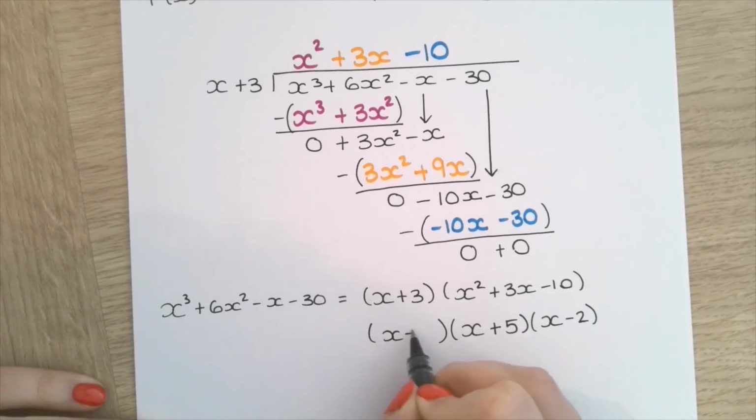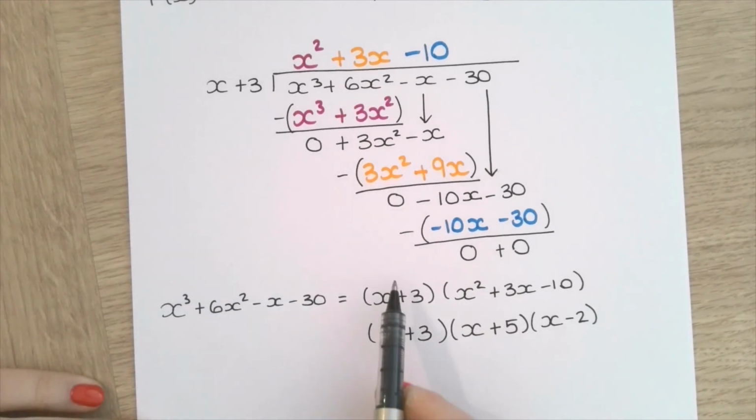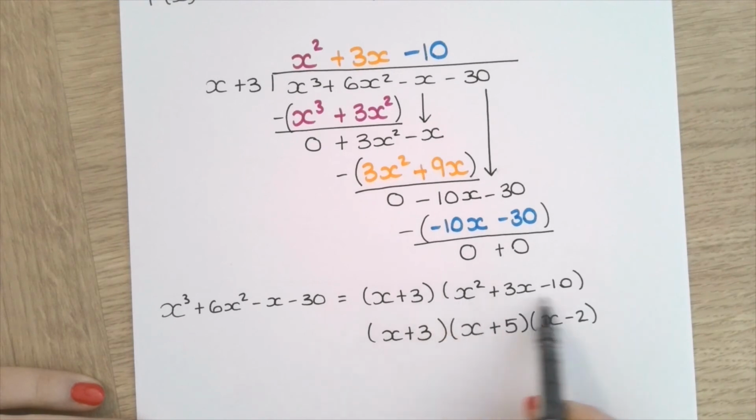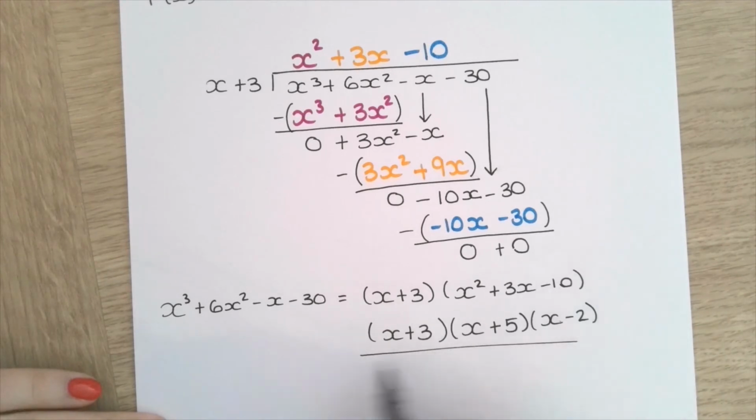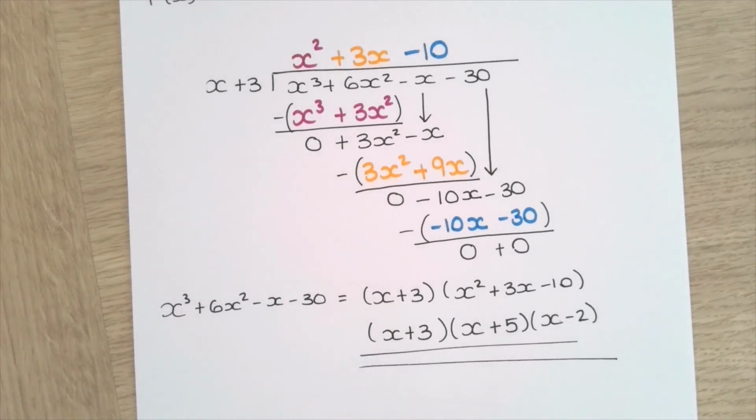And then I've obviously got that factor still there. So this quadratic here factorises nicely into those two brackets. And obviously we've got that multiplied by that bracket. That is your answer, fully factorised. One final example for you.